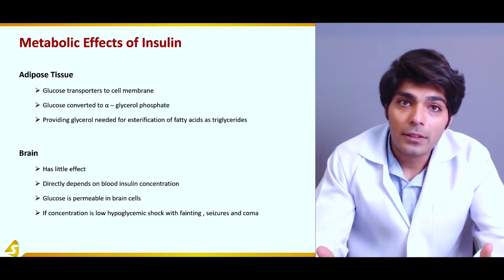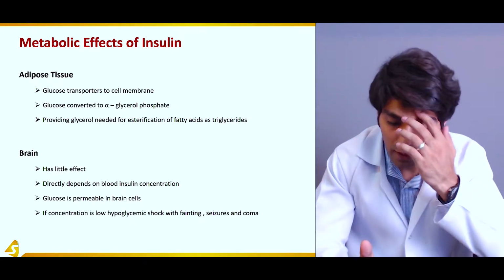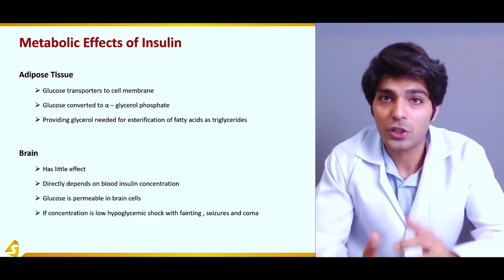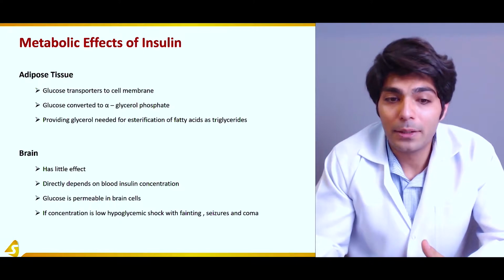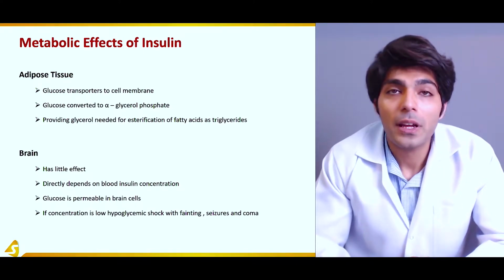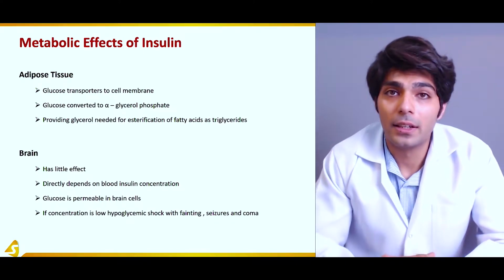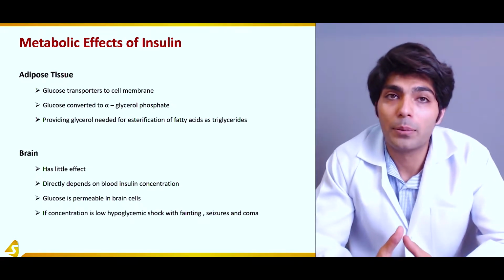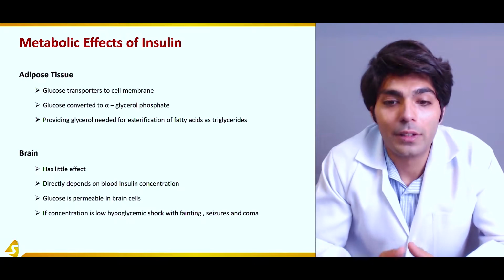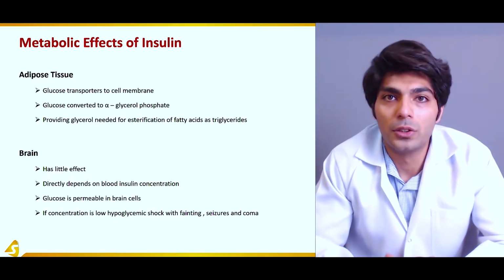How does insulin metabolism occur in the brain? It has little effect. It directly depends on the glucose concentration. Glucose is permeable in the brain cells, and if the concentration is low, hypoglycemic shock with fainting, seizures, and coma usually do occur.